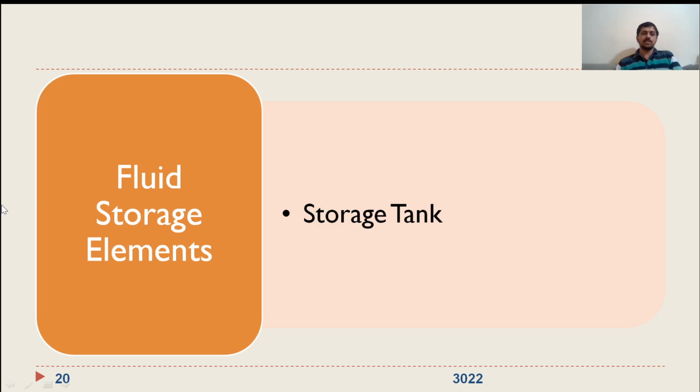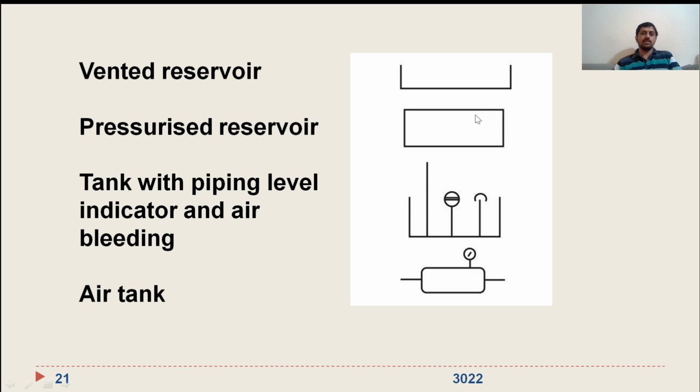Now coming to the fluid storage elements, where you need to store the pressurized fluid or fluid for transmission. Usually we represent a storage tank in the form of a rectangle, again similar to the cylinder. A pressurized reservoir is represented by a rectangle. If it is a vented reservoir, if it is open to the atmosphere, it is represented like this, a rectangle without the top portion. And if there is a tank with a level indicator to indicate how much fluid is there, and with an air bleeding line, a pipe with an opening to the atmosphere, that is represented like this. This is for the level indicator and this is for the air bleeding.